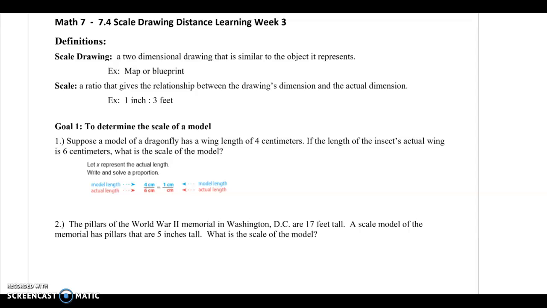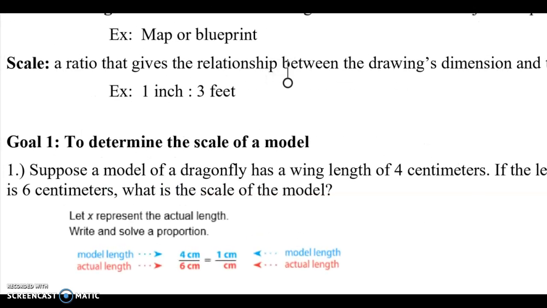And when you make it smaller, you want to make sure that it has the same dimensions, that it's not like the doors are bigger than they would actually look like in real life. And the scale is the ratio that gives the relationship between the drawing's dimensions and the actual dimensions. So you see the 1 inch to 3 feet. So the 1 inch is the drawing, where the 3 feet is what it would actually be in real life, how big the drawing would be in real life.